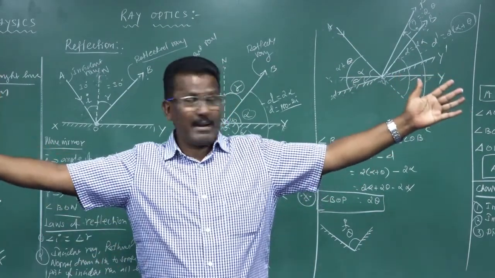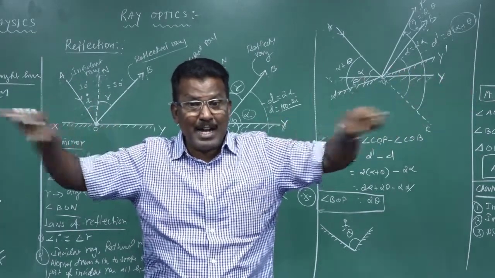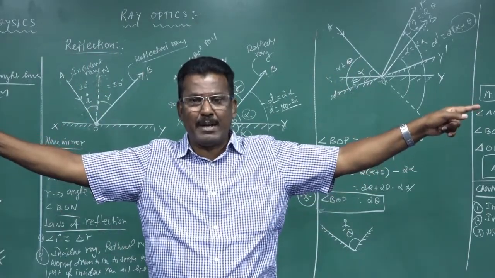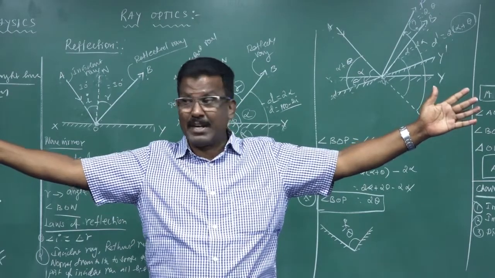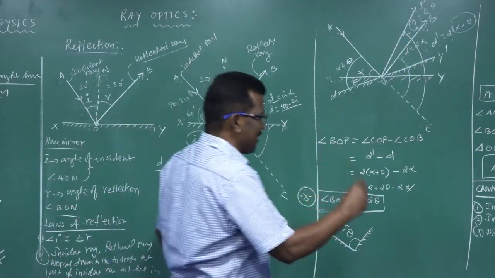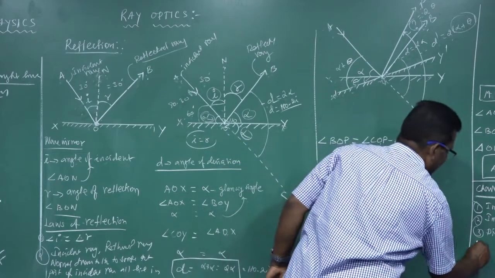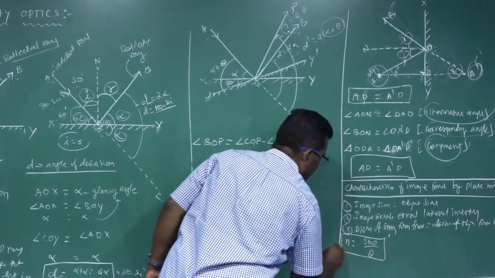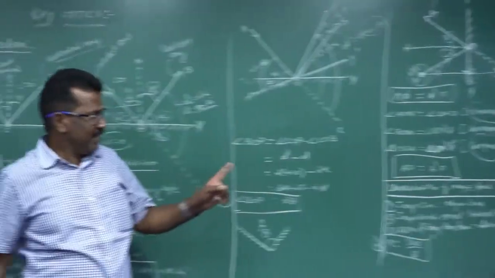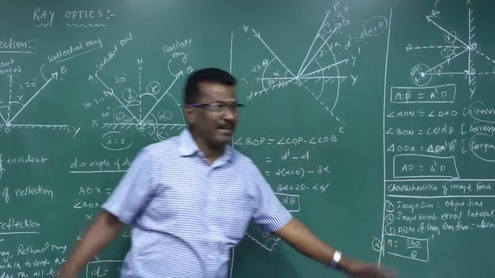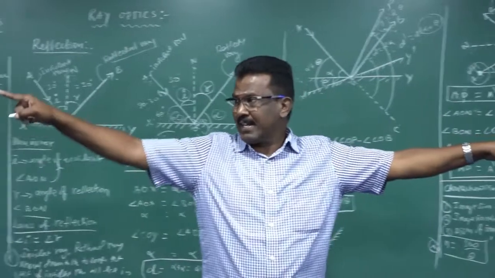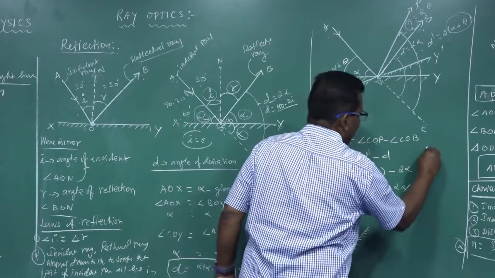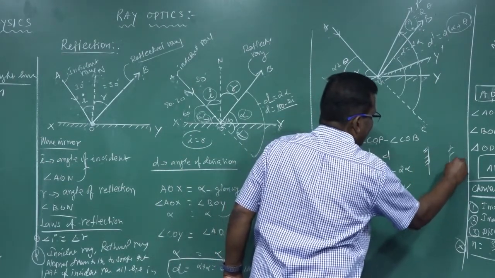If the two mirrors are placed parallel to one another, there is no angle between them. Why are infinite images formed when the two mirrors are kept parallel? Because the number of images n can be calculated from the equation 360 by theta, where theta is the angle between the mirrors. Here is one mirror, here is another mirror, placed parallel to one another.